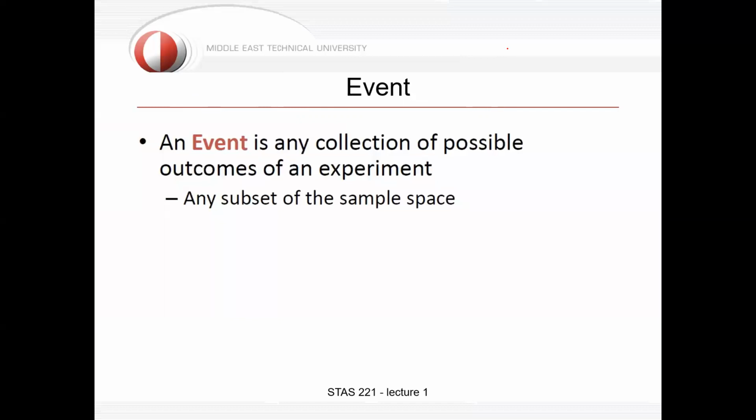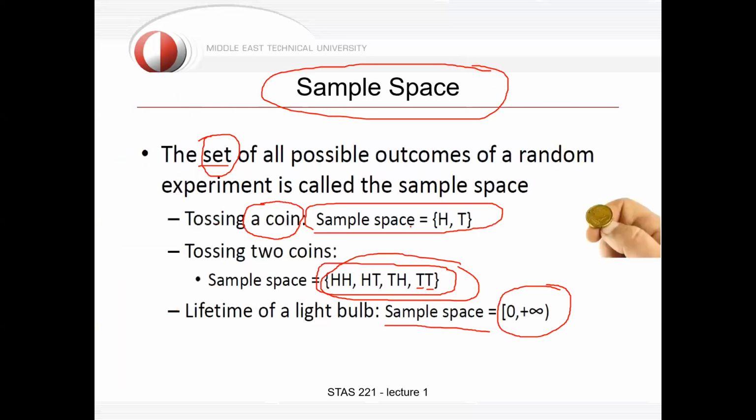Now, what about event? You remember I said P(A), probability of A, and A is an event, which is any collection of possible outcomes of an experiment. It means that, for example, if you are tossing two coins, you remember this example, then HT and TH, these two only, they could be an event, right? Or for example, HH. HH is the event that both of them will be heads.